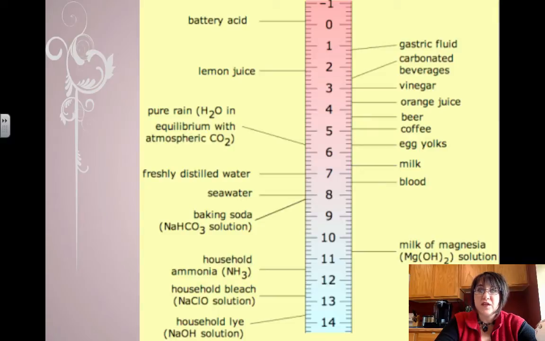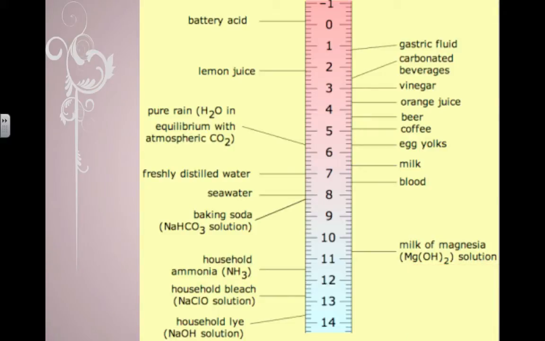Here are some pH levels of common substances you may encounter in everyday life, like battery acid in your car battery. That one looks kind of scary. Don't touch it. Lemon juice is very acidic. Gastric fluid means the stuff inside your stomach that's digesting your food. Then there's other things like ammonia that you might use to clean your windows or mop your floors, baking soda that you use in making pancakes, or bleach that you might use to clean your house.